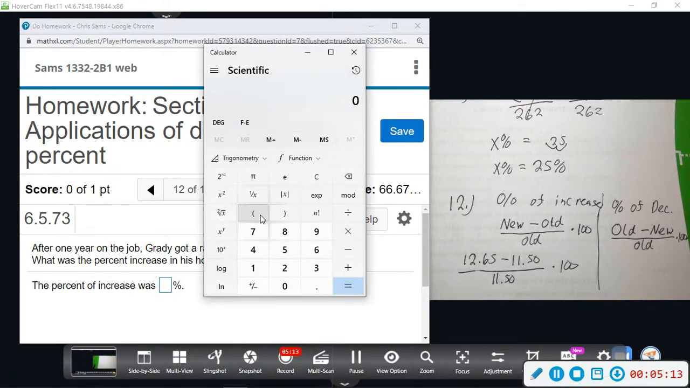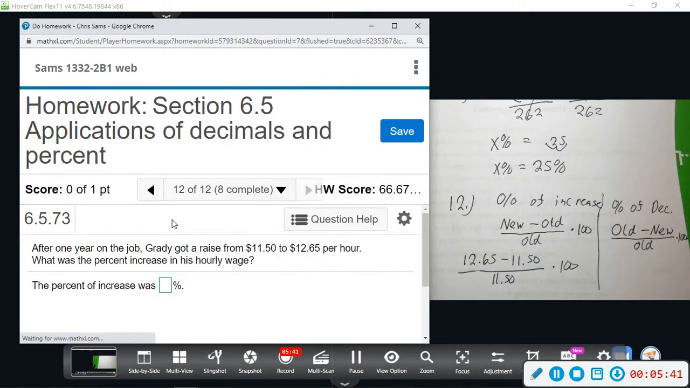So we're going to do, first I'm going to do 12.65 minus 11.5. So I got 1.15. Alright, divide that by 11.5. So the 1.15 divided by 11.5 gives me 0.1, and then times 100, or you can just move the decimal 2 times to the right and we get 10%. So this is a 10% increase.